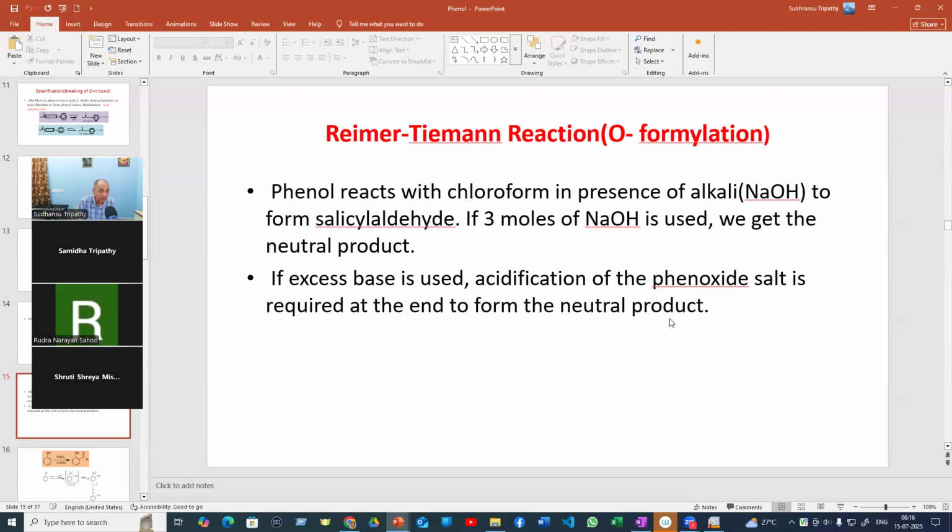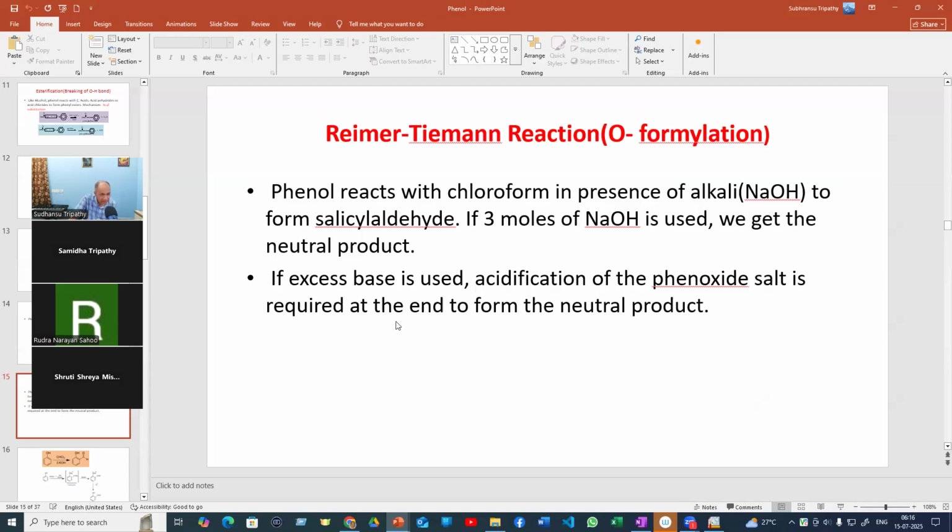Okay, write down. It's a very important reaction. It's called orthoformylation. Phenol reacts with chloroform in presence of alkali to form salicylaldehyde. The acid that we took for acetylation to make aspirin, that's salicylic acid. And the aldehyde is salicylaldehyde. If you take exactly 3 moles of NaOH to 1 mole of phenol, we get a neutral product.